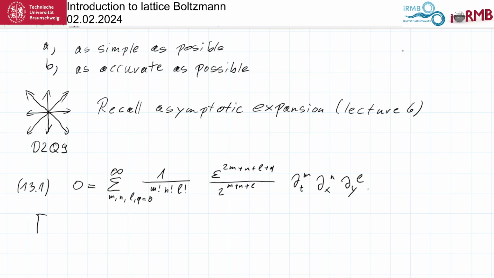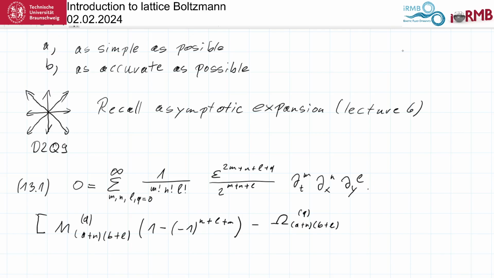Probably, I hope that the next line will be enough. So the derivative acts on the moment of order a plus n, and this is to the order q, and it has the second index b plus L, and this goes into 1 minus omega to the power of a plus n, b plus L, and this is omega to the order of q, this divided by 2, and this goes into 1 plus, so the difference here is 1 minus 1 plus, minus 1 to the power of n plus L plus m. So this kind of looks horrific.